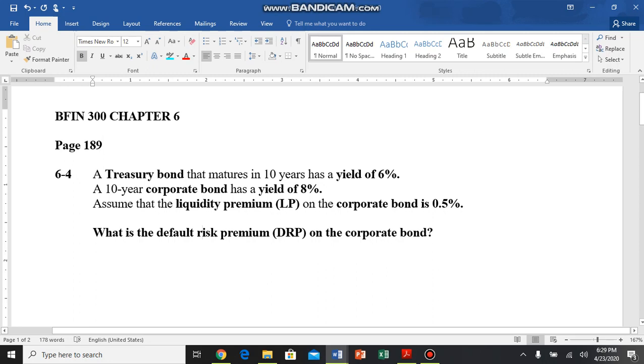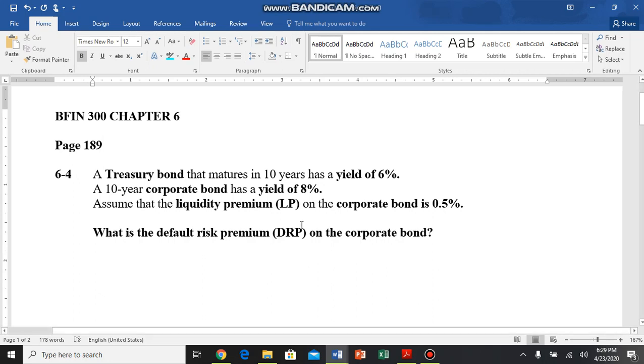The given says a treasury bond that matures in 10 years has a yield of 6%. A 10-year corporate bond has a yield of 8%. Assume that the liquidity premium on the corporate bond is 0.5%. What is the default risk premium on the corporate bond?